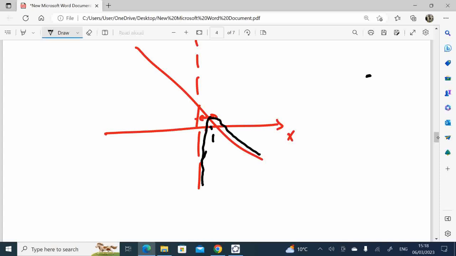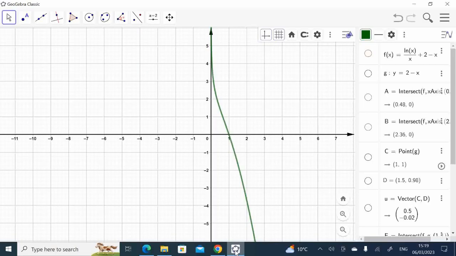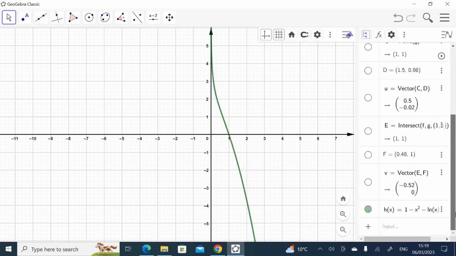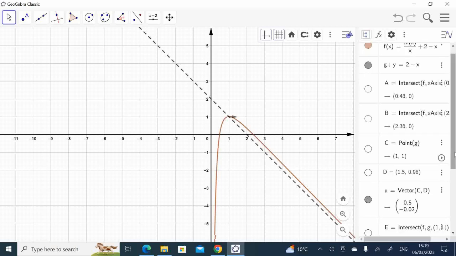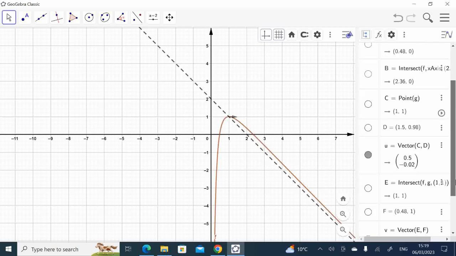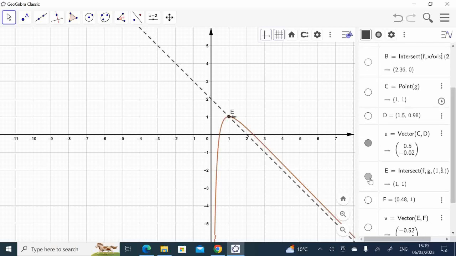Now of course the graph is not that much clear here because I can't draw easily on the laptop. So let me show you the graph using GeoGebra. If we draw the graph here on GeoGebra, we are going to see that our function is going to be of this shape, and this is the oblique, and this is the maximum. The maximum is at 1, 1. So this is the graph. I guess here it's more clear.